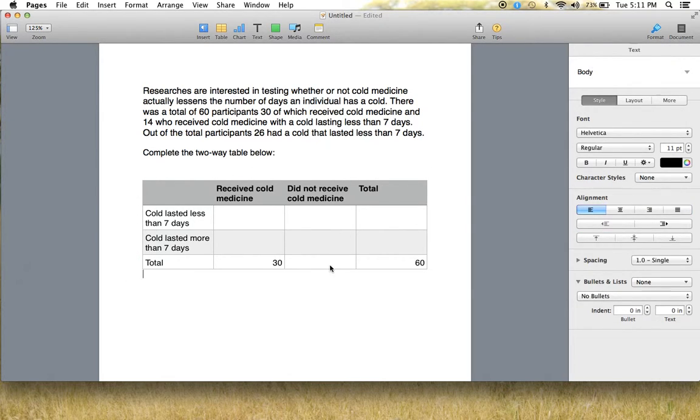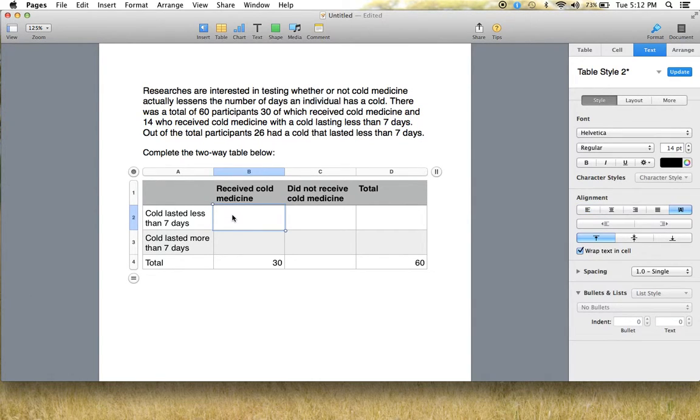All right, now we could fill in this cell right here, but what I like to do is just get all the information that they give us on the table first so that we don't miss any information. So let's continue on to the next. It says, and 14 who received cold medicine with a cold lasting less than 7 days. Okay, so now we know that they received cold medicine, and it also tells us that their colds lasted less than 7 days. So that's where it meets this cell. That's where that 14 goes. Cold lasted less than 7 days, and they received cold medicine.